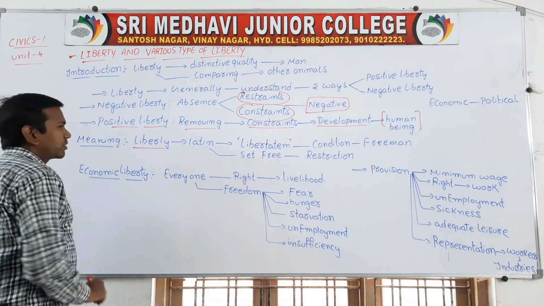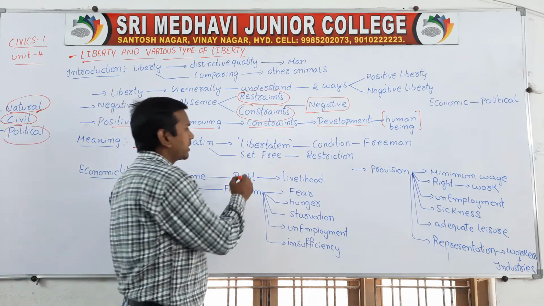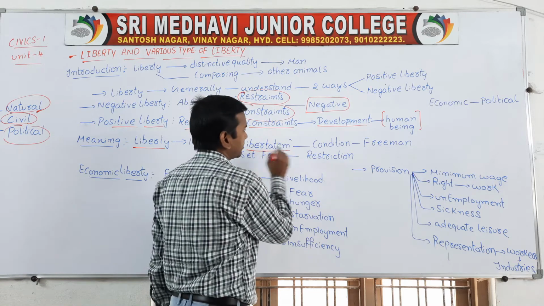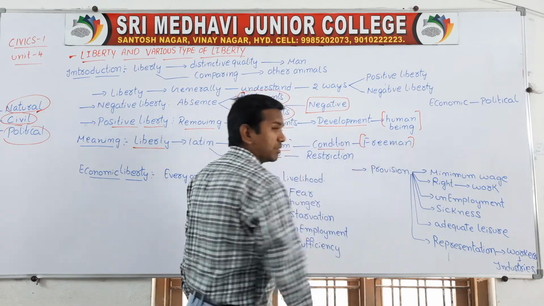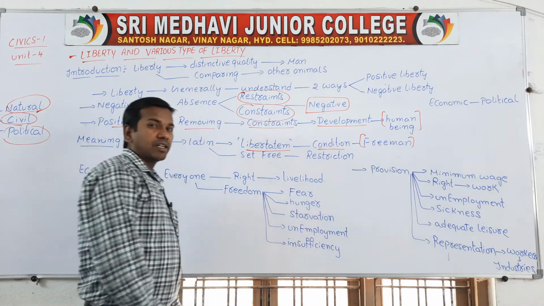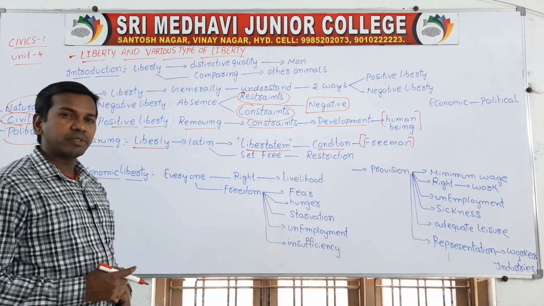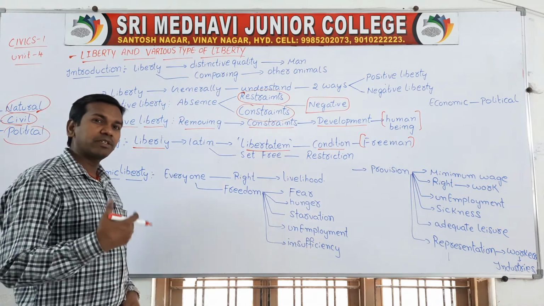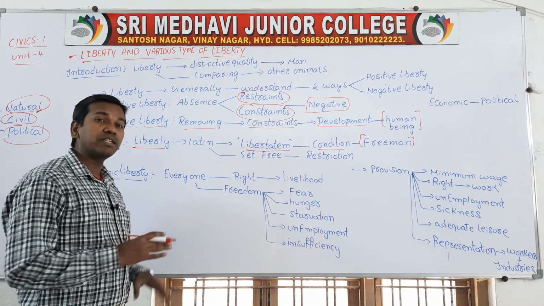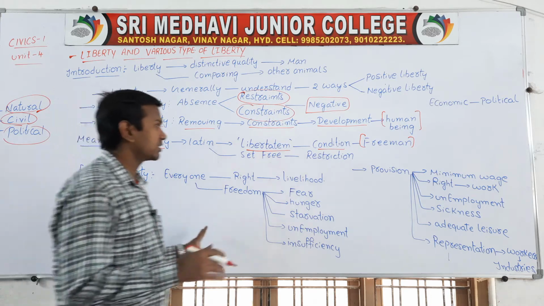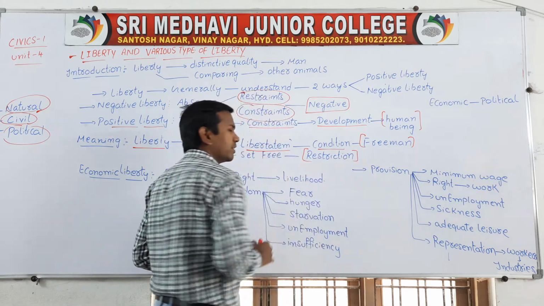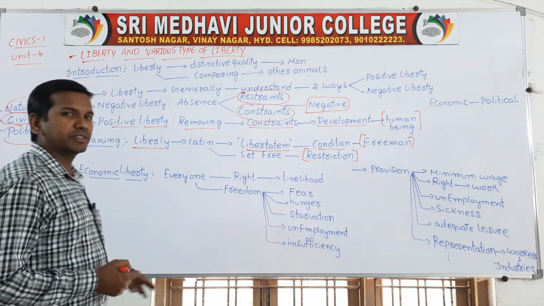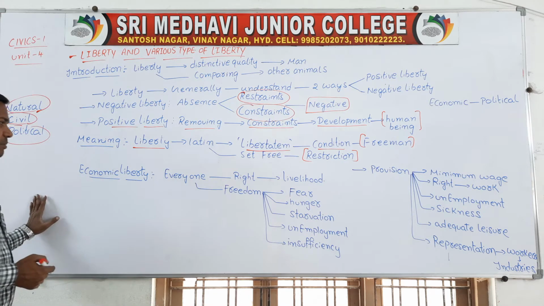Regarding the meaning of liberty, it originated from the Latin word libertatem, which means the condition of being a free man, freedom. There is one more meaning: liberty originated from the Latin word liber, which means to set free from all types of restrictions. Whenever you set freedom from all types of restrictions, that is called liberty.